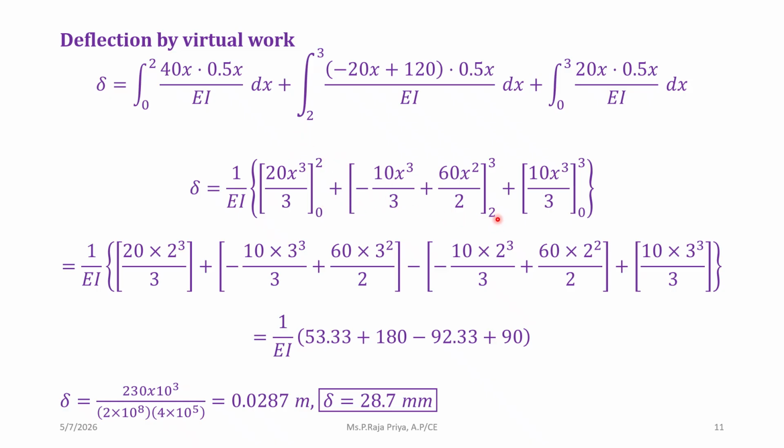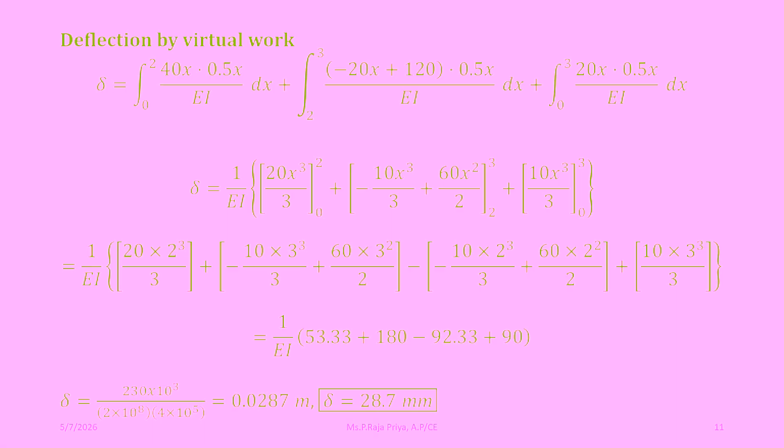With the second term, you have both the lower limit as well as the upper limit. So first apply the upper limit, then minus the lower limit. In the third portion, the lower limit is 0, so we can apply only the upper limit. And delta will be 28.7 mm. After this step, you have to apply the values for E and I, which are already given in the problem. Substitute the values and the deflection will be 28.7 mm. Thank you.